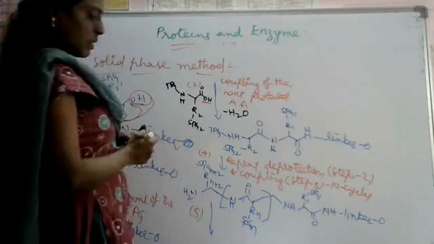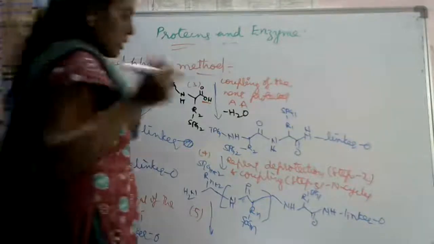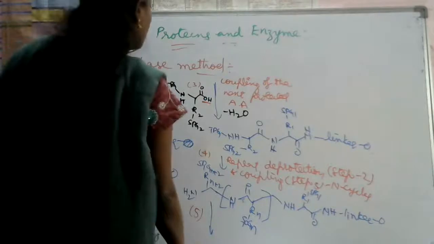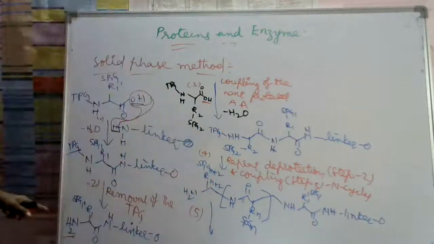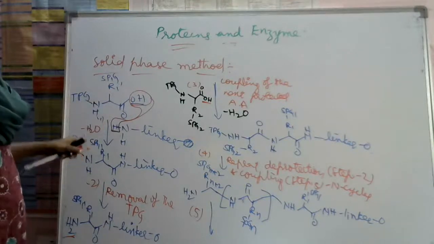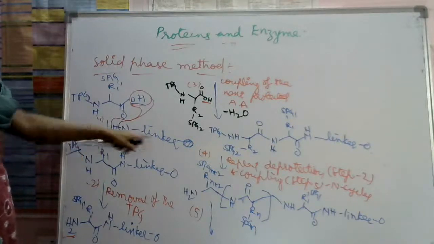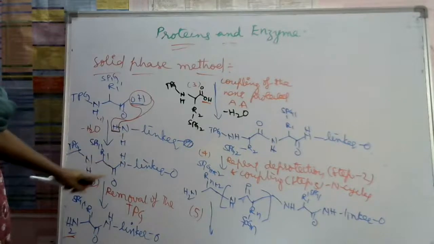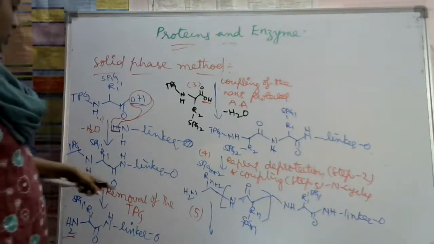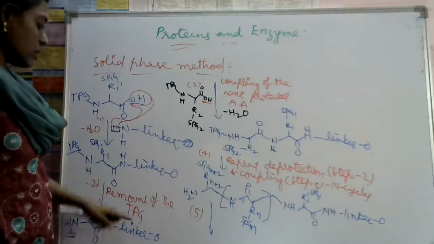Okay, what is the fifth step here? I don't have space, so you have to note it down. First step: we take an amino acid and remove the water molecule from the linker. Next, we add one more amino acid to this one, and we'll get this.